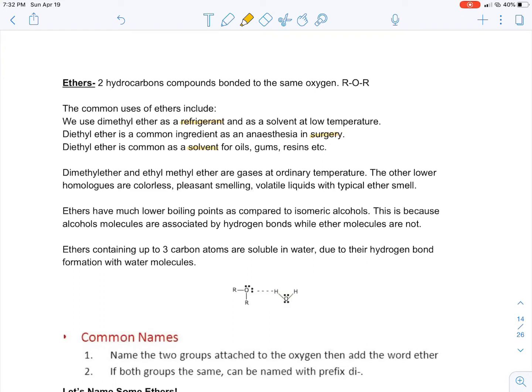Ethers are soluble in water, right? So that's just because it's polar.